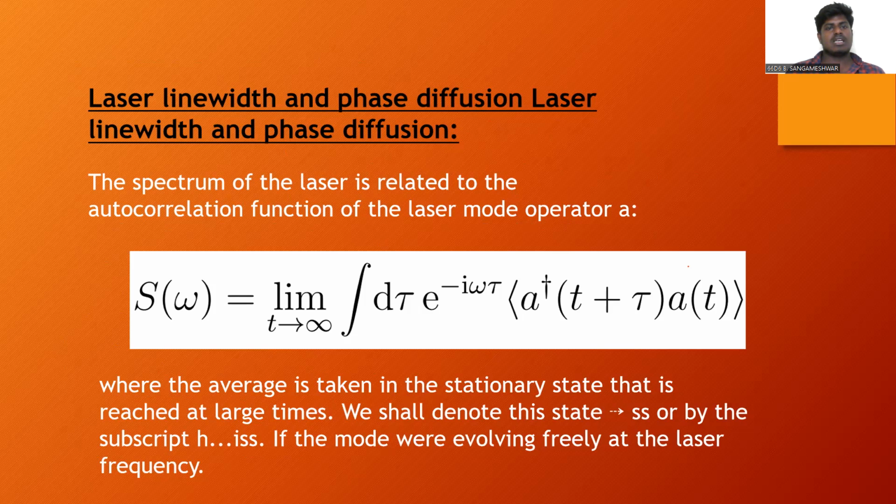We can see the laser linewidth: the spectrum of the laser is related to the autocorrelation function of the laser operator, where the average is taken in the stationary state reached at large times. We shall denote the state as if the mode were evolving freely at the laser frequency. We can see the derivation of how it is related to the autocorrelation function, S of omega equal to the limit as t tends to infinity.